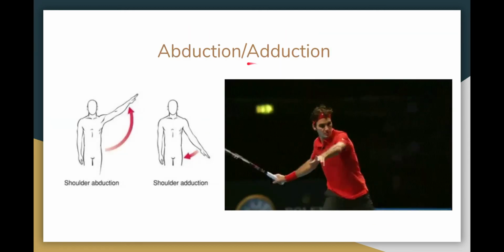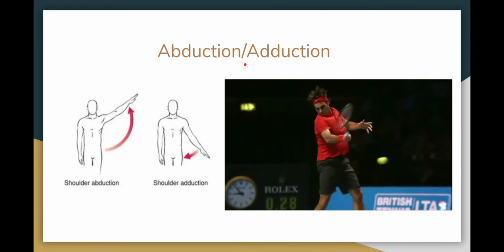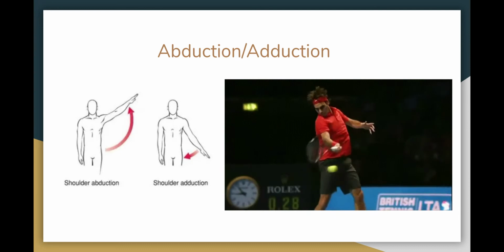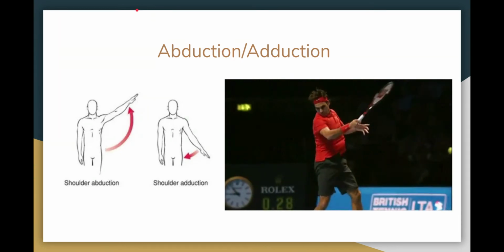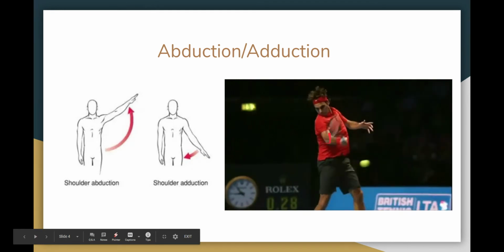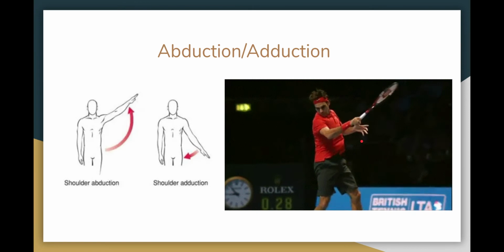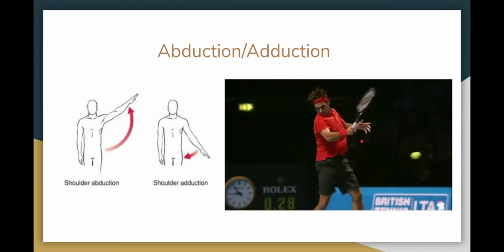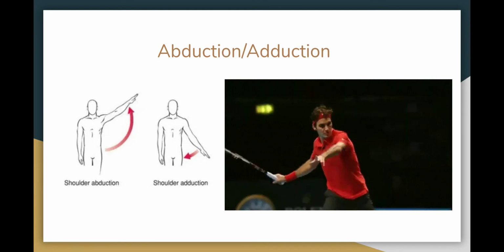Abduction and adduction. A good example for this one from sport is in tennis as you play a forehand shot. You can see Roger Federer here. He's moving that arm from the shoulder joint towards him, so adduction is taking place. He uses abduction to prepare the shot and adduction to play that forehand shot.